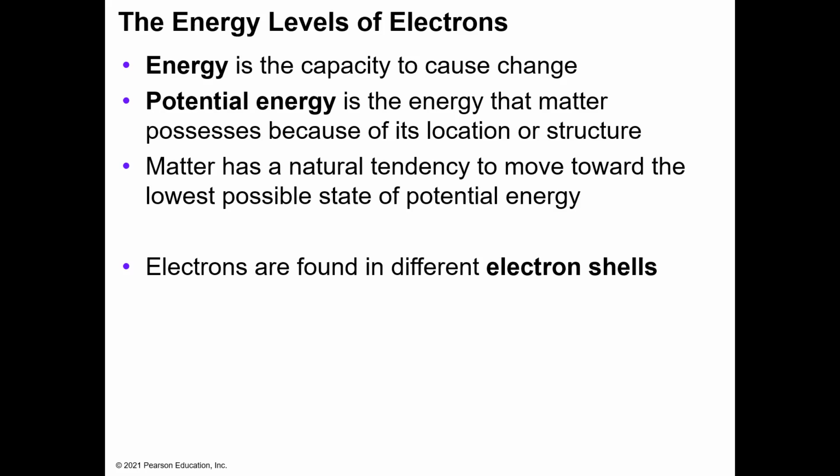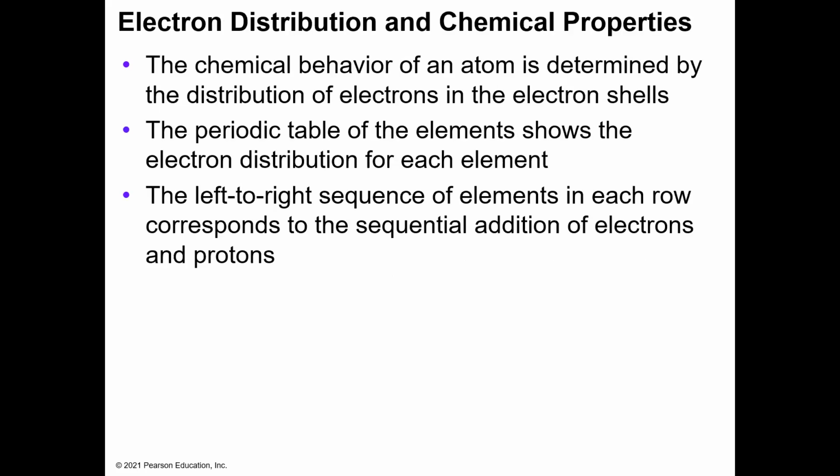So electrons are found in different electron shells. Shells are like different levels around an atom's nucleus. And so electrons can be found in these different shells. And the behavior of an atom and its ability to interact with other atoms and bond is based on this chemical behavior, this behavior of the electrons and its potential energy.